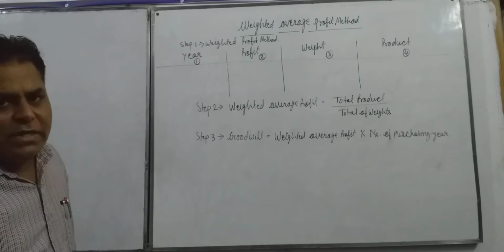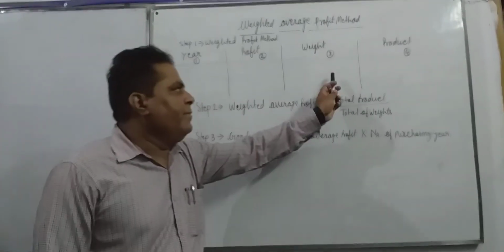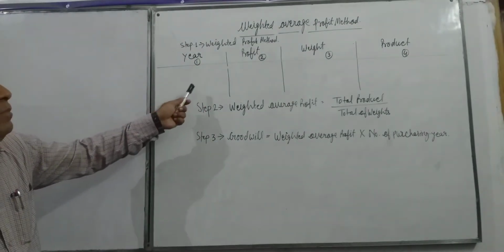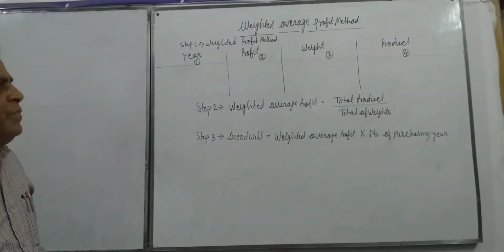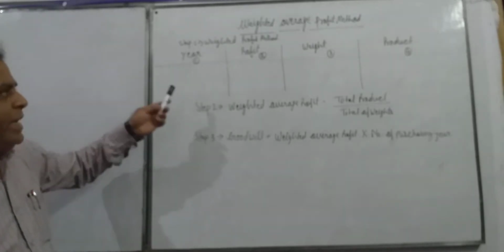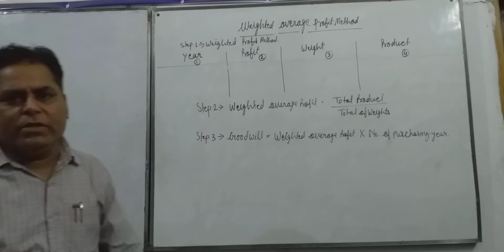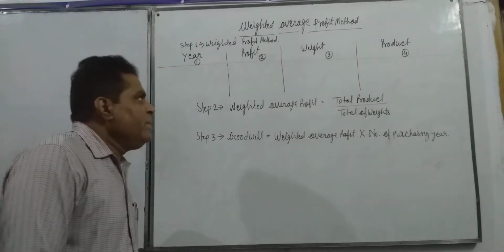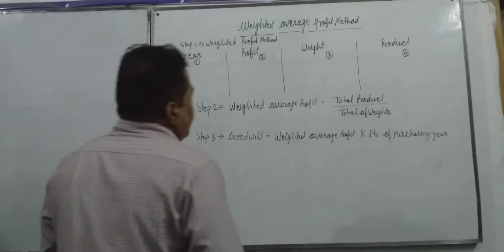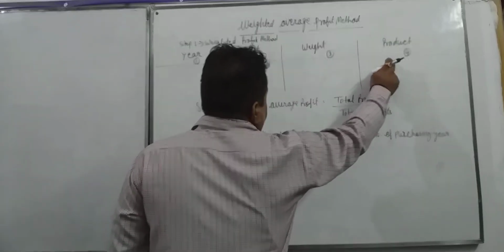What items are there in this table? Number 1, year. Number 2, profit. Number 3, weight. Number 4, product. Year, profit and weight will be given in the question. So all these three items will be given in the question. You can find them in the question. After that, you have to find out product. How? Simply multiply 2 and 3 to find out product.